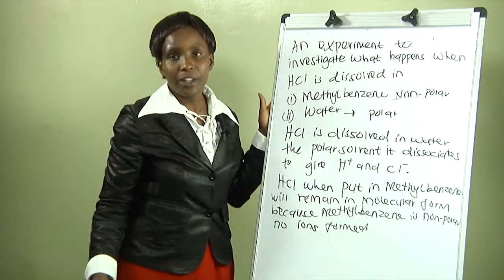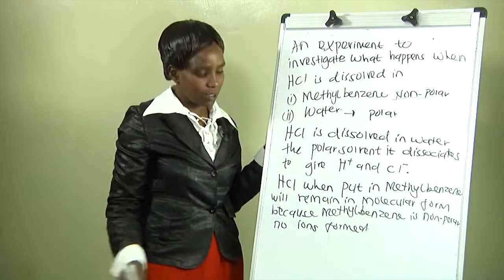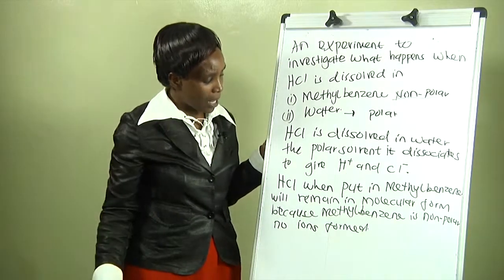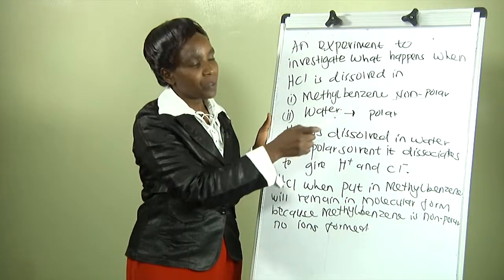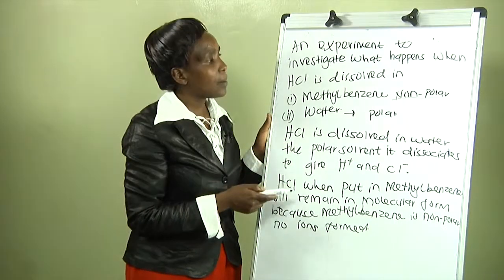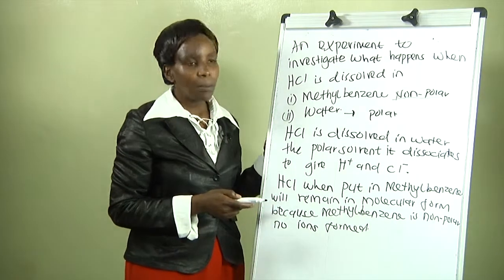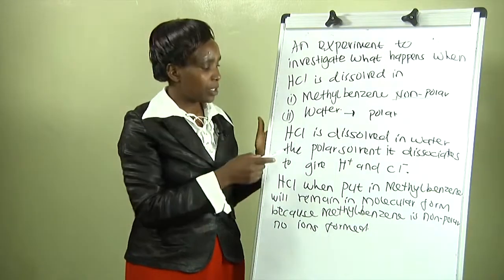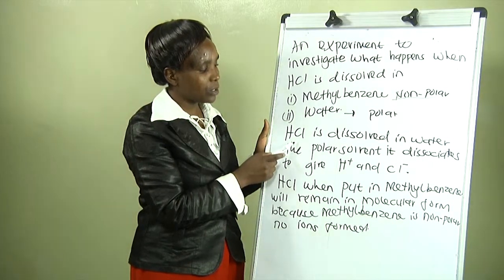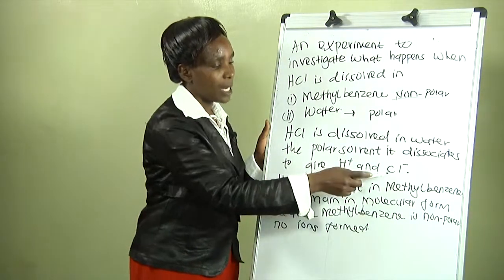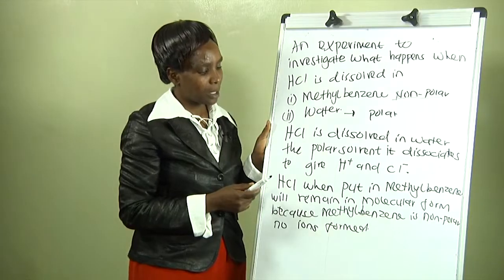Therefore, when HCl is put in it, it doesn't dissociate. That's why we are saying there will be no ions formed. But when you are having HCl dissolved in water, water is a polar solvent, and therefore the HCl is going to dissociate to give hydrogen ions and chloride ions.